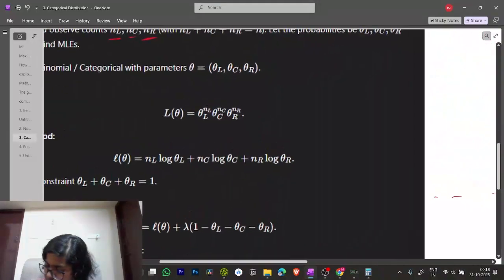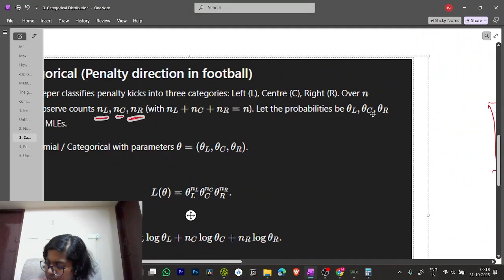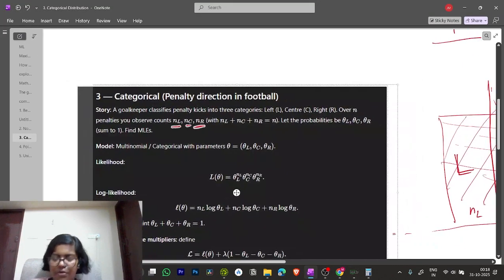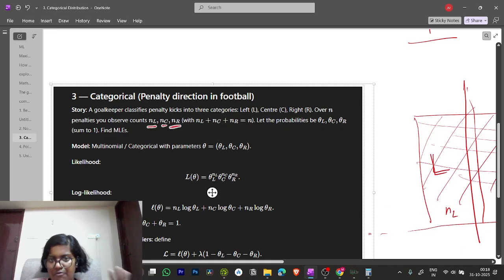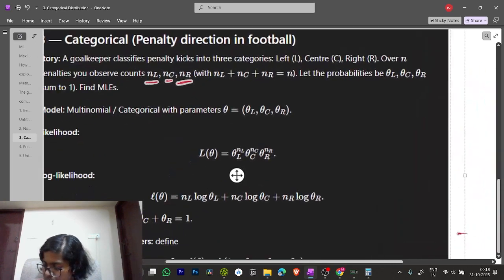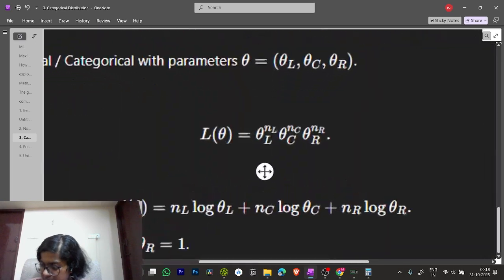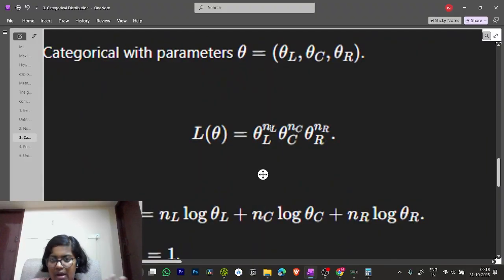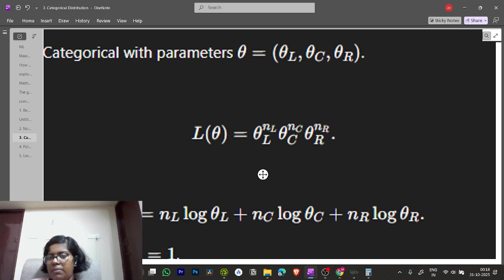After this, theta L, theta C, and theta R are the probabilities of it going to the left, center, and right. So the likelihood formula is theta L to the power NL into theta C to the power NC into theta R to the power NR. It is nothing but the probability of it going to the left to the power of the number of times it went left, the probability of going to the center and the number of times it went to the center, and the probability of going to the right and the number of times it went to the right.